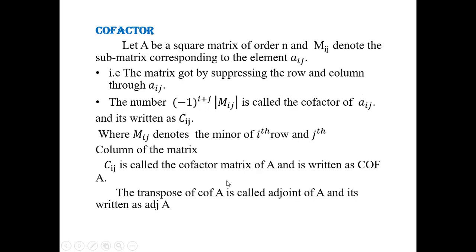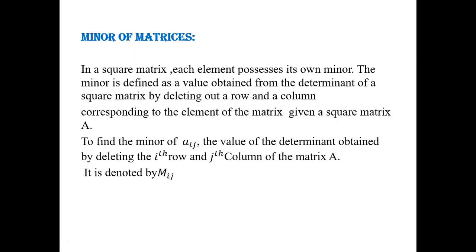Then the transpose of the cofactor. First we find the cofactor, and we take the transpose of the cofactor, which is called the adjoint of A, which can be written as adj A. Then how to find the minor of a matrix?